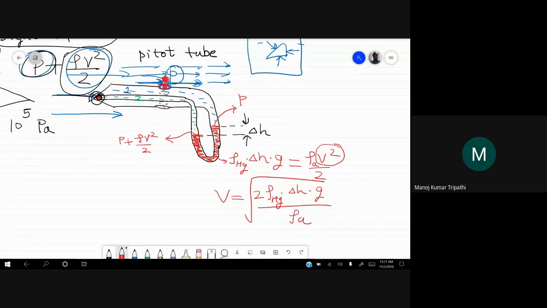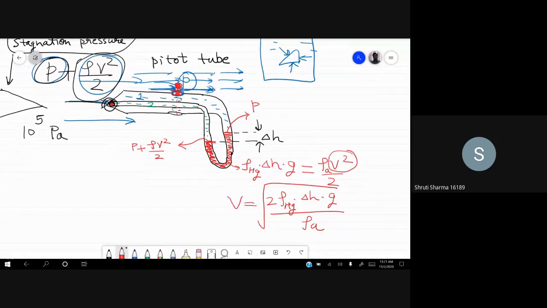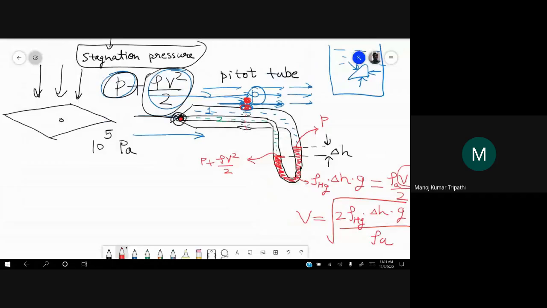Sir, if at point 1 the velocity is 0, then why are we taking P plus rho V square by 2 in limb 1? This is about limb 2. We are talking about 2, the green color. In limb 2, why are we taking P plus rho V square by 2?